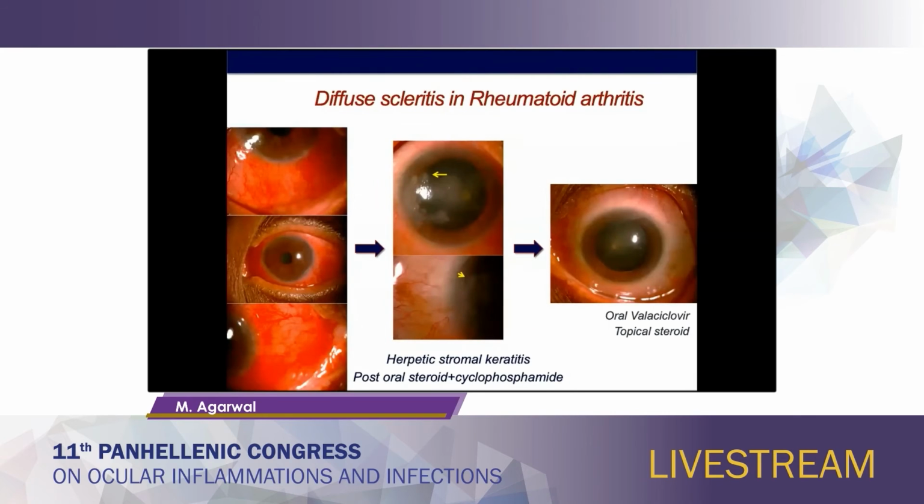This is a patient who was diagnosed to have diffuse scleritis and rheumatoid arthritis. But look what we see, the corneal lesions developing after a few months. And this was herpetic stromal keratitis. And the patient was treated with oral valacyclovir and topical steroids.